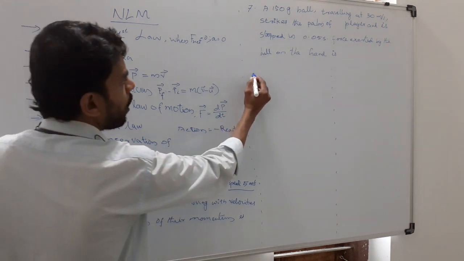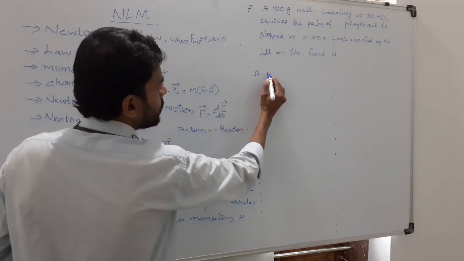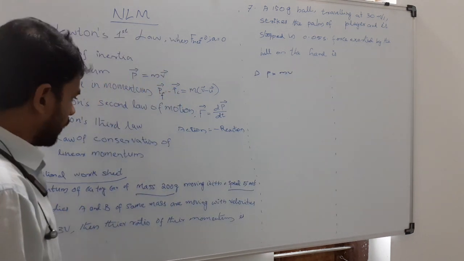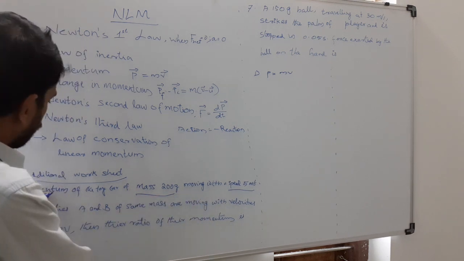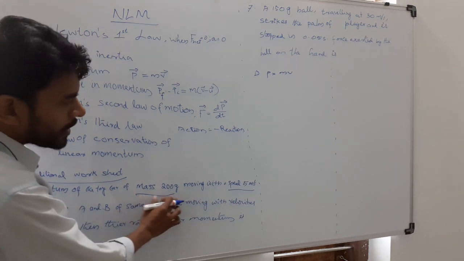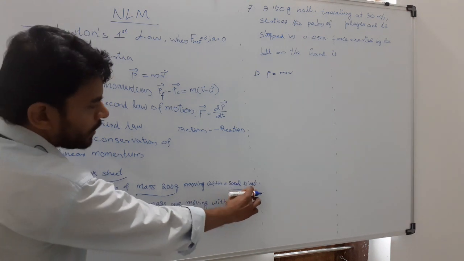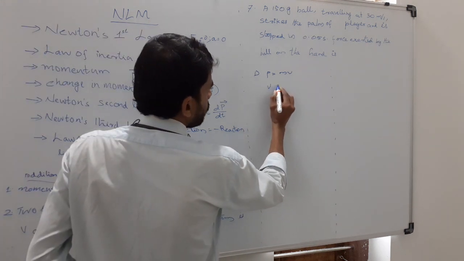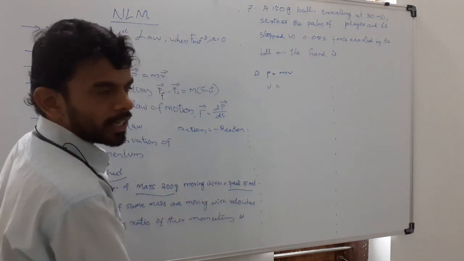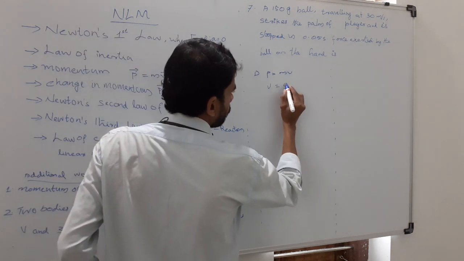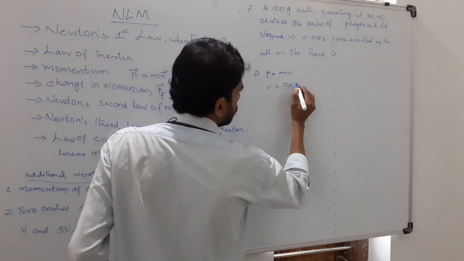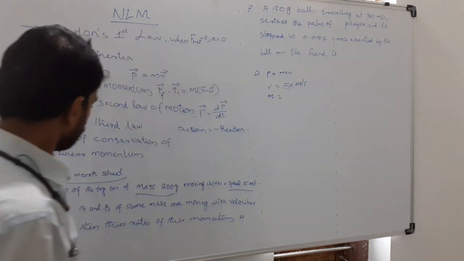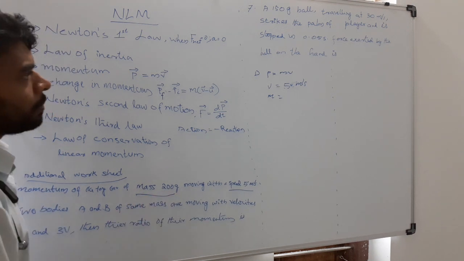So for the first question, how are we going to answer? P is equal to mv, where we are asked to find P. We have been given mass and speed. The speed we are considering here as velocity. So velocity is 5 meter per second, and mass is 200 gram.